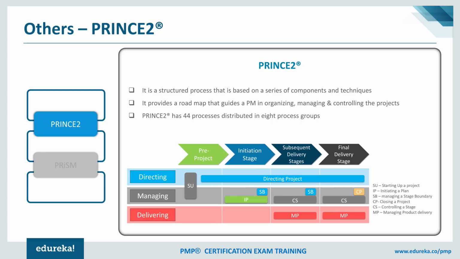And like PMBOK, we have Prince2 with 44 processes. So this is a framework which will give you structured processes while performing project management activities like directing, managing, delivering, etc. And phases like pre-project, initiating stage, right? Delivery stage, final delivery stage, etc. So it's a very structured approach of managing projects, very popular in the UK, and it has been used for many years by UK government projects. And it has also been getting popular in private organizations.